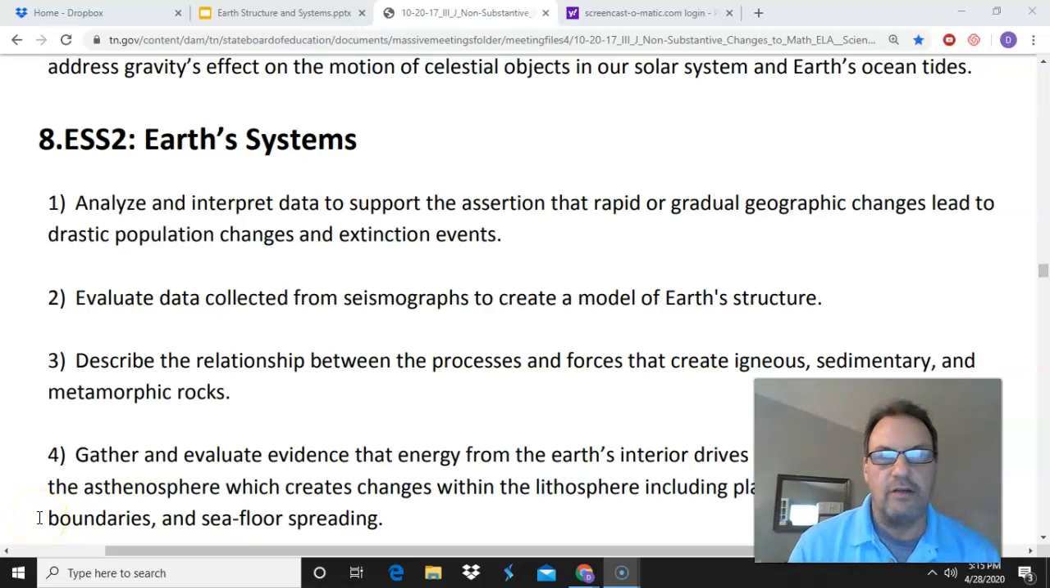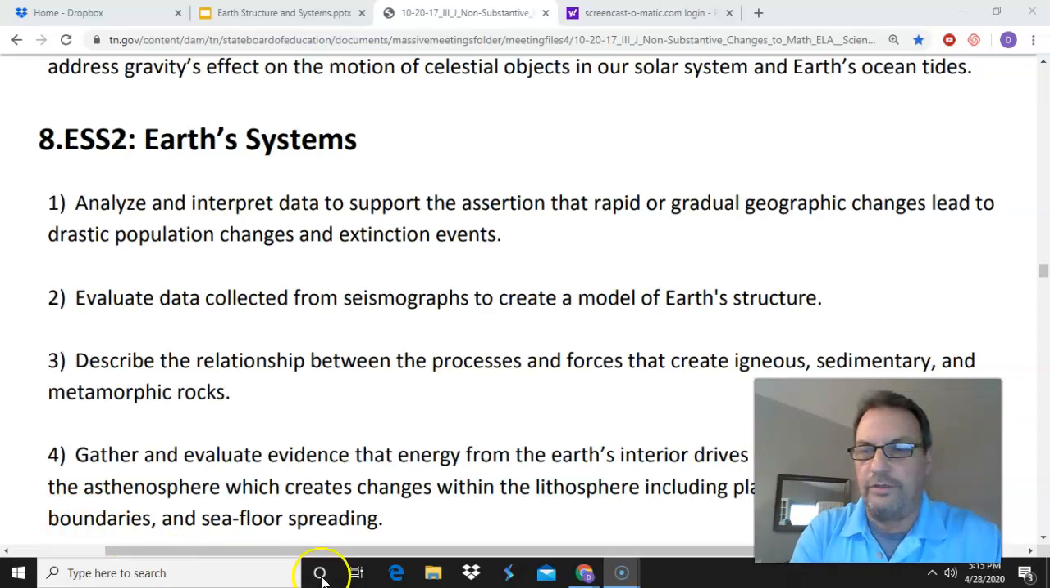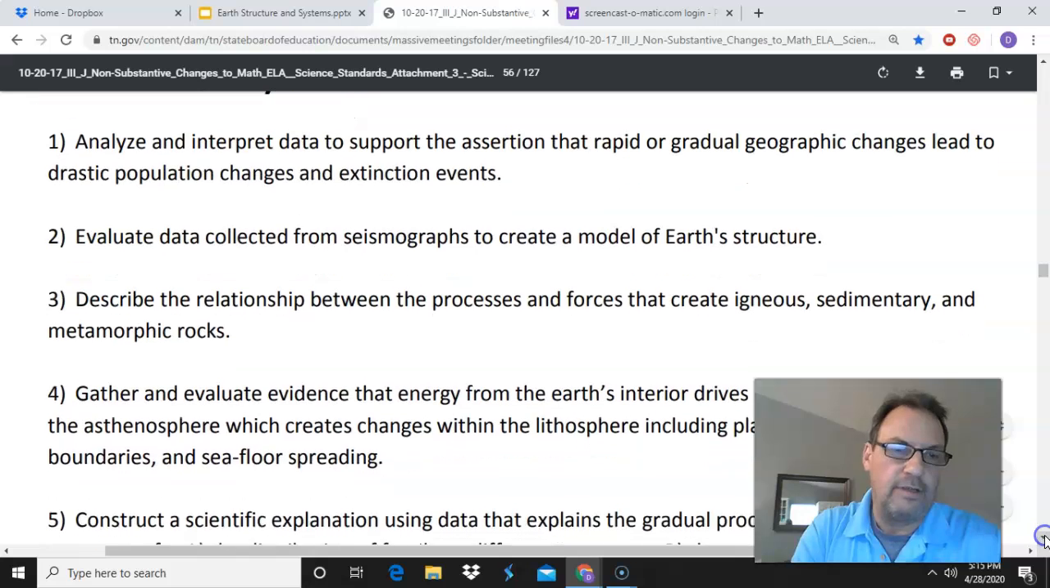Okay, today we're going to be talking about another standard. This is going to take a little more work on your part and a little more research, but I kind of want to add a little bit to it. It is 8.ESS2, and then we're going to be looking at the particular standard, number 5.